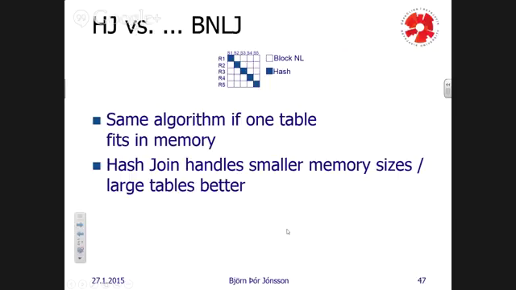If you can fit one table in memory, it's pretty much the same algorithm. It's just reading the whole thing into memory, creating a table to look up, and then going for it. But hash join is pretty good with large tables, whereas the block nested loops join isn't, because it's repeatedly looping through a large table.